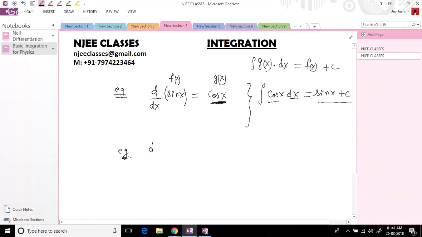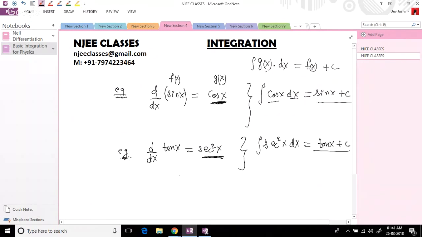Another example: suppose the differentiation of tan x is equal to sec square x, correct? Now if I integrate this term, I will definitely get the function itself. So the integration of sec square x with respect to x is equal to my function itself, that is tan x plus c. Clear now? That is how we can proceed with that property of integration and find its value.